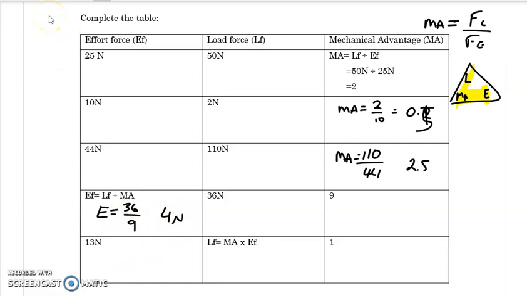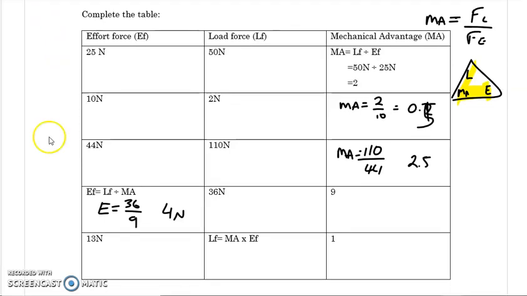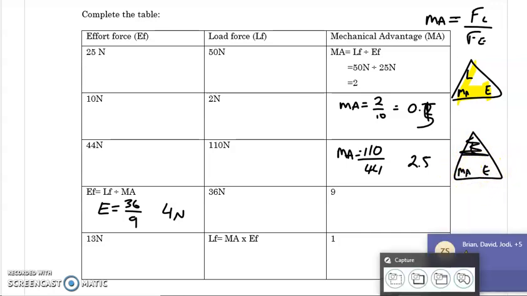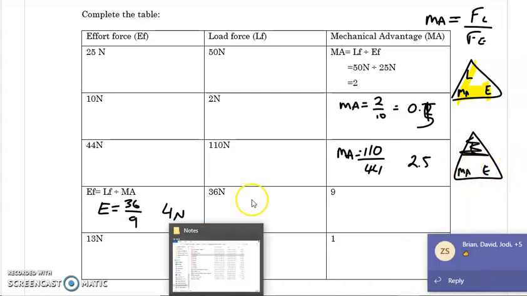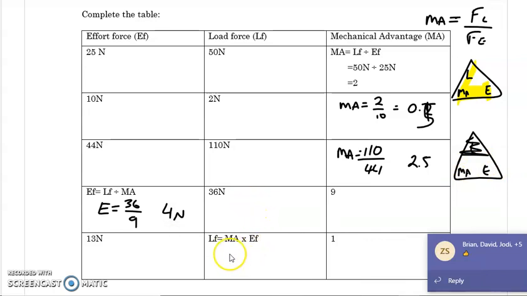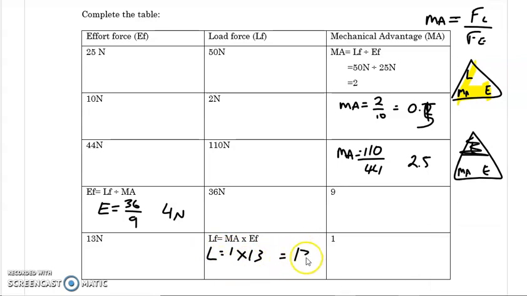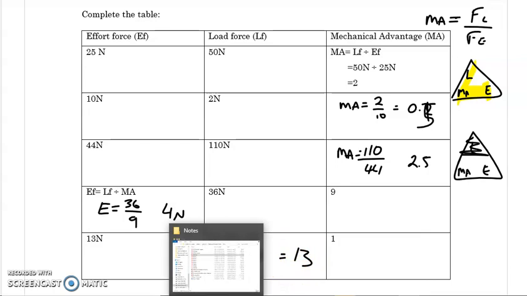Similarly, if we've got the mechanical advantage and the effort, but you're looking for the load, you're going to have the mechanical advantage multiplied by the effort. So we're going to take that mechanical advantage, which in this case is simply 1, multiplied by 13 to get the load. In this case, the load is also going to be 13.